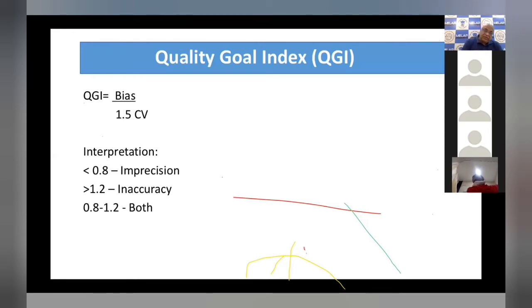Now, if suppose this quality goal index is more than 1.2, that means bias is high, and bias suggests inaccuracy. So there is inaccuracy. If suppose quality goal index is less than 0.8, that means CV is high, there is imprecision. And if this quality goal index is between 0.8 to 1.2, that means there is inaccuracy as well as imprecision. So this we have to understand.